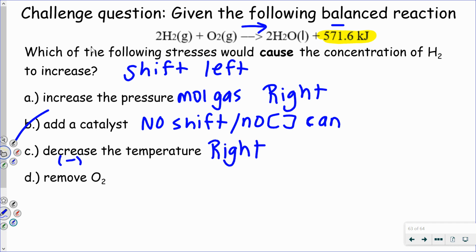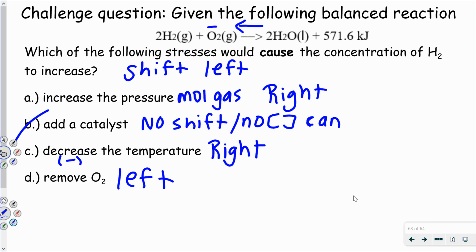Okay, now let's look at our last option, remove O2, right? So add away and take towards works for that. So I'm going to remove O2. If I take, it shifts towards, which is to the left. Notice if I shift to the left, I'm going to increase the amount of H2 that ends up being produced. This question does not say what happens when you increase the concentration of H2. It says, what can you do to end up increasing that?